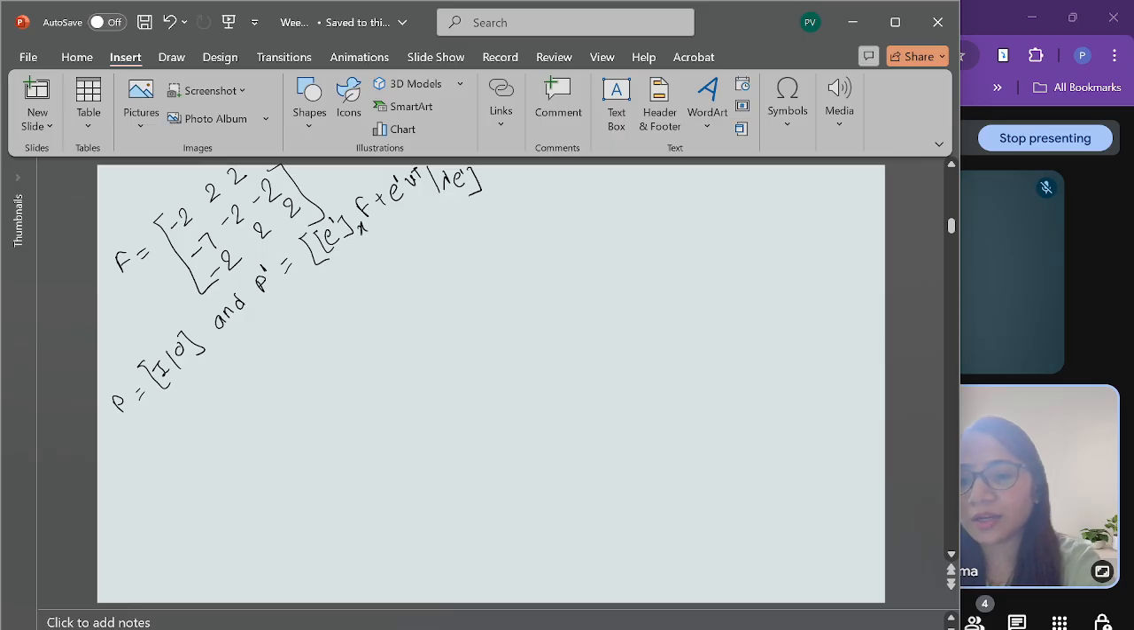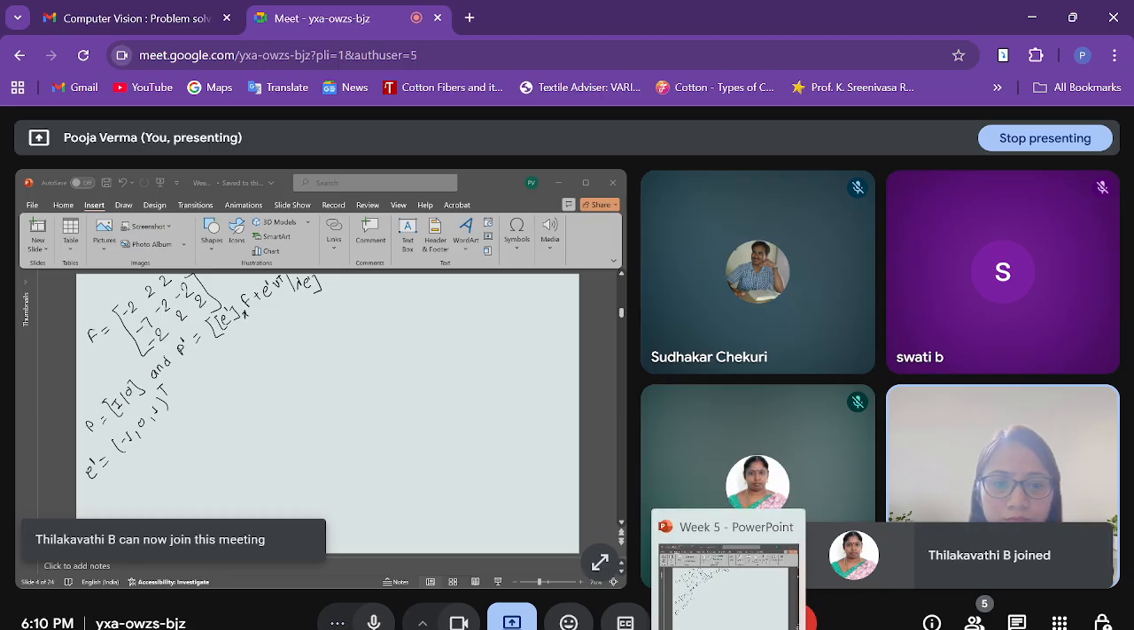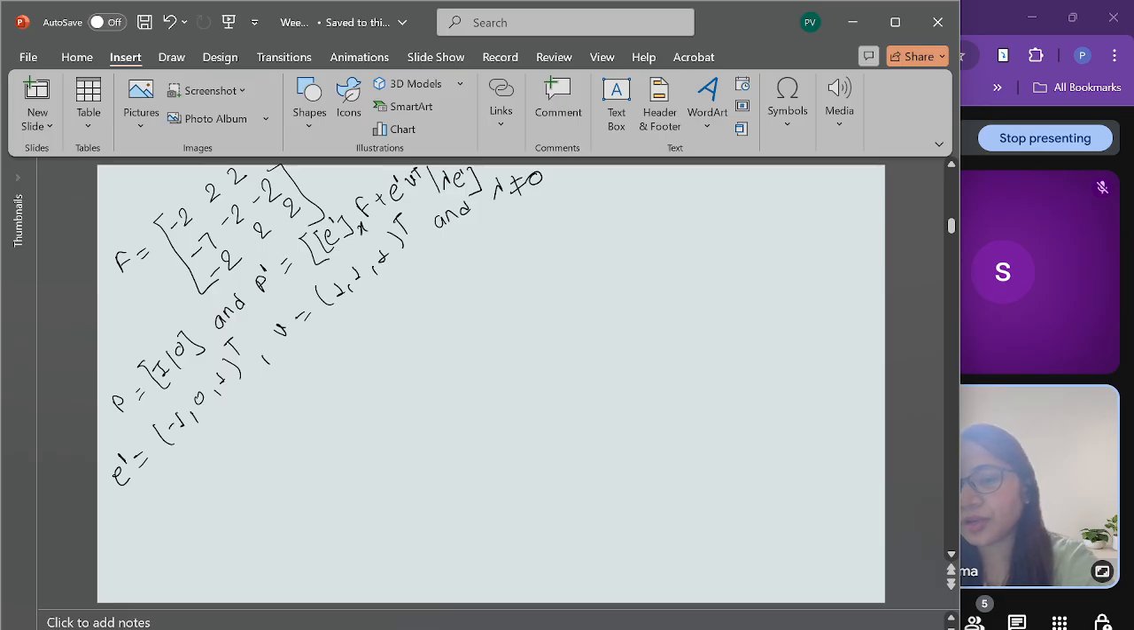Here we already know that the right null vector of F, E dash, is given by (-1, 0, 1) transpose. And V is also given, that is (1, 1, 1) transpose, and lambda should not be equal to 0. So first we have to compute P dash for this expression. P is already given in the [I | 0] form. For computing P dash, first we need to calculate this E dash X part, with respect to this E dash.